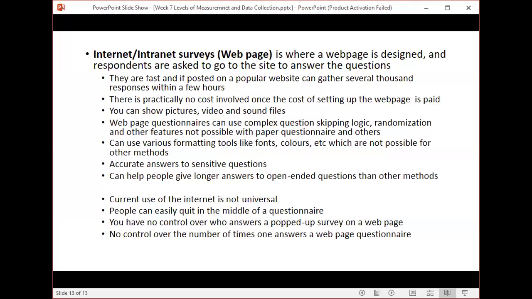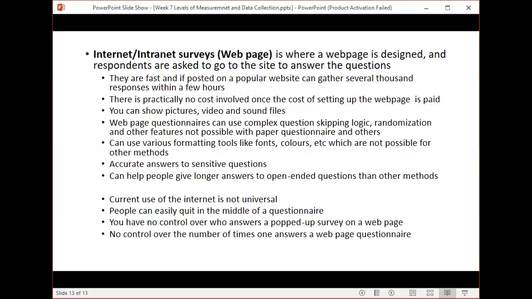People can easily quit in the middle of the questionnaire, and sometimes you have no control over who is answering the questionnaire. It could be a site where adults will have to be, but you see children also going there and it pops up and they click, click, click, click. You don't know what is happening. You have no control over the number of times one can answer a web page questionnaire. But these days, I think you can.